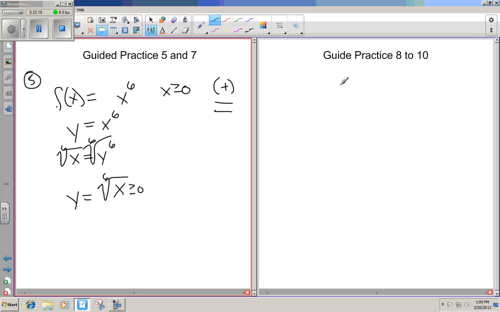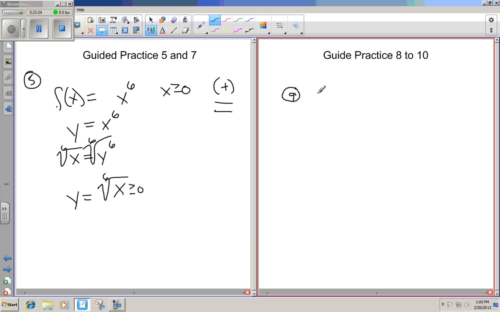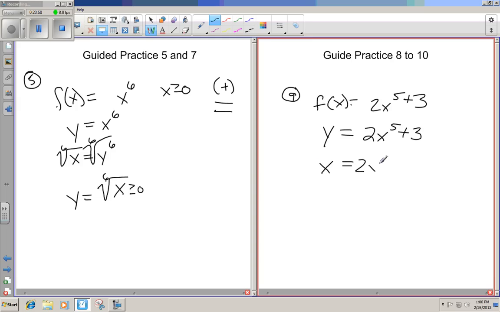All right, let's look at number 9. Number 9 is f of x equals 2x to the fifth plus 3. Step 1, replace f of x with y. Step 2, change the x's and the y's around. And then solve. So minus 3 both sides.